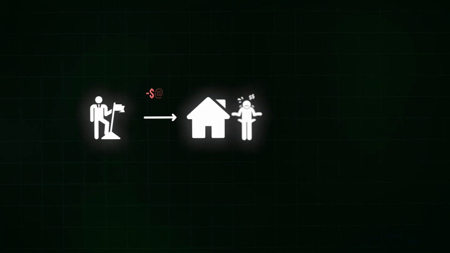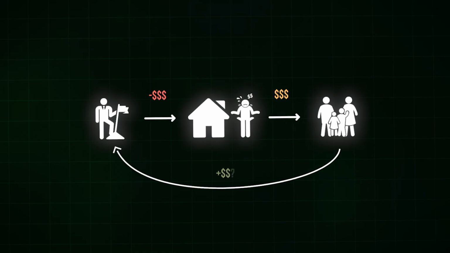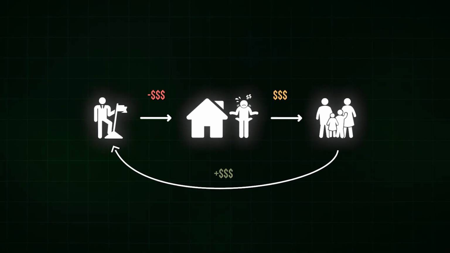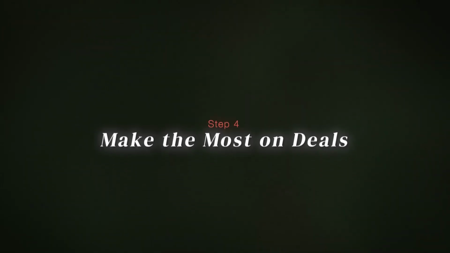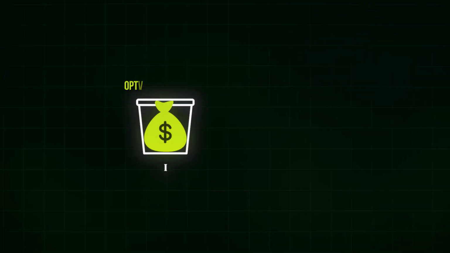These buyers will pay you an option fee upfront plus a higher monthly rent because they're working toward ownership. This creates profit. You pay the seller one price, the tenant buyer pays you more. You're essentially acting as the bank or the middleman, collecting payments every single month. Step number four is make the most on your deals. Here's the trick to getting the most from every lease option deal. Collect an option fee up front.